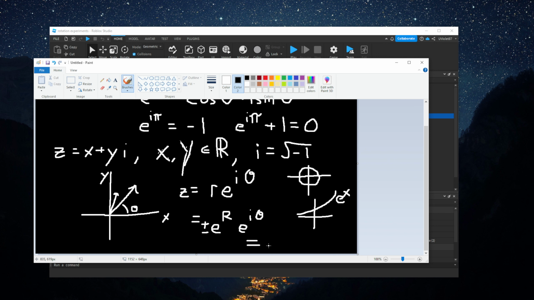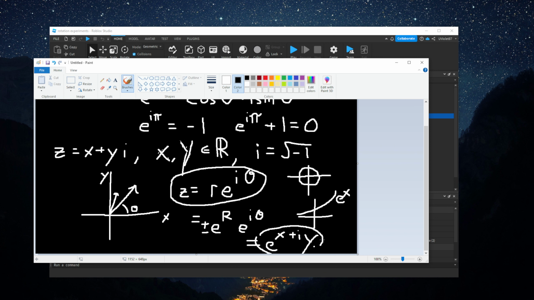And because we can add the exponents, we can just get e to the x plus i y. Well, just some scalar number, some real number, plus some imaginary number in the exponent. So these are different ways of thinking of complex numbers, and this is a very common way to think about it.